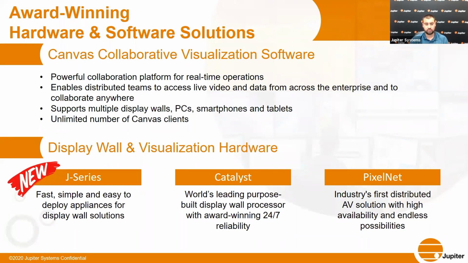The first one is the J series. So we just did a webinar a few months ago on the J series. Please see that on our YouTube page. But it is our appliance-based display wall solution. Then we have the Catalyst, which is really the workhorse of Jupiter systems.